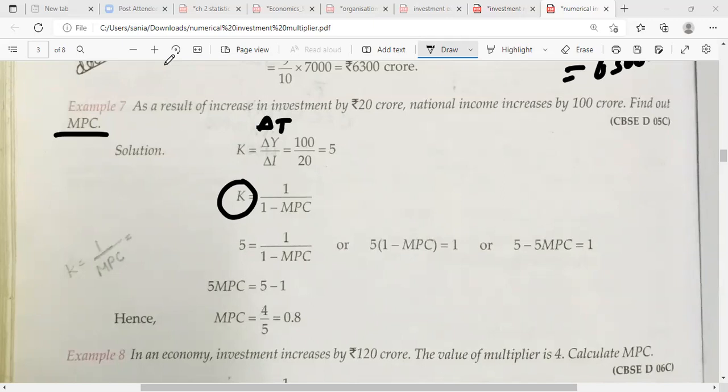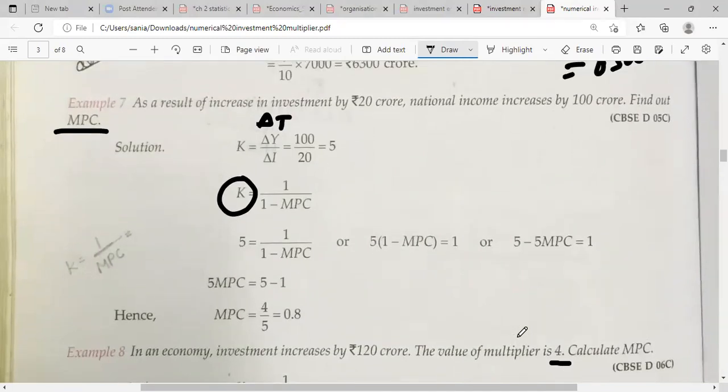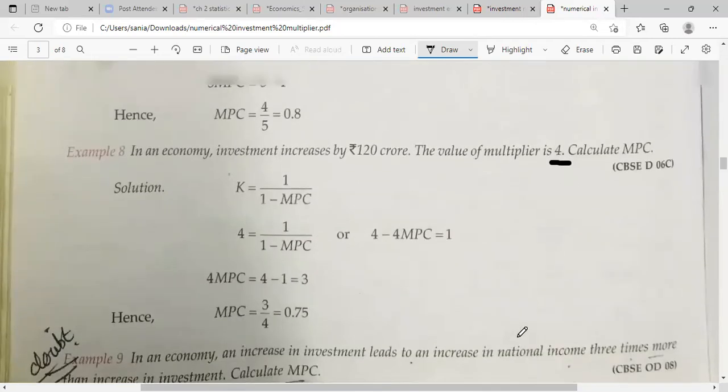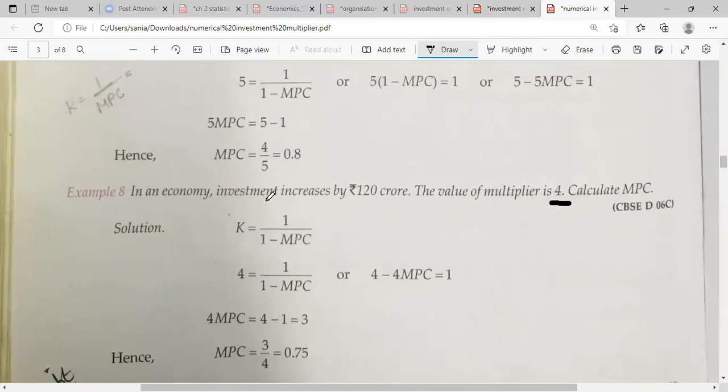The value of multiplier K is 4. I hope everyone got confused, right? See, over here they have given the investment increase, but it's of no use. Why? Because K is given. From here you have the direct formula. So there is no use of this, right? I hope nobody was doing it that way.